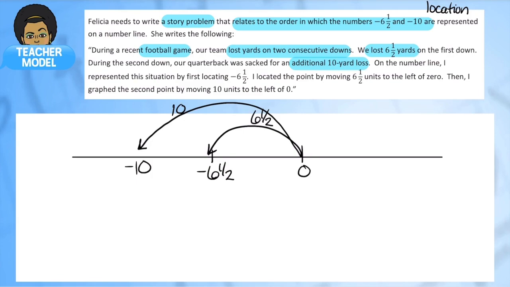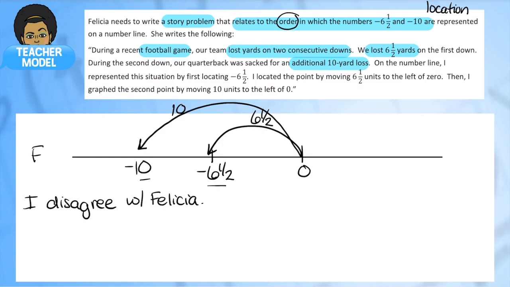So does this show the relationship between these two numbers? Do you agree or disagree? Is this a good story problem that really shows the order in which these two problems are represented? And the order really matters. Think about that for a minute. I'm going to disagree. I disagree with Felicia. Why do I disagree with Felicia?